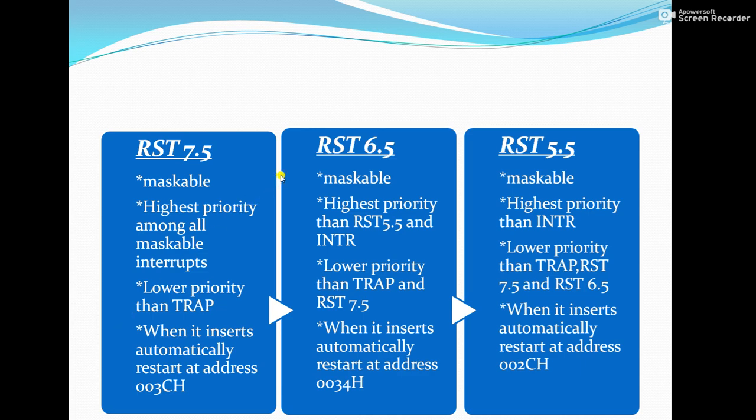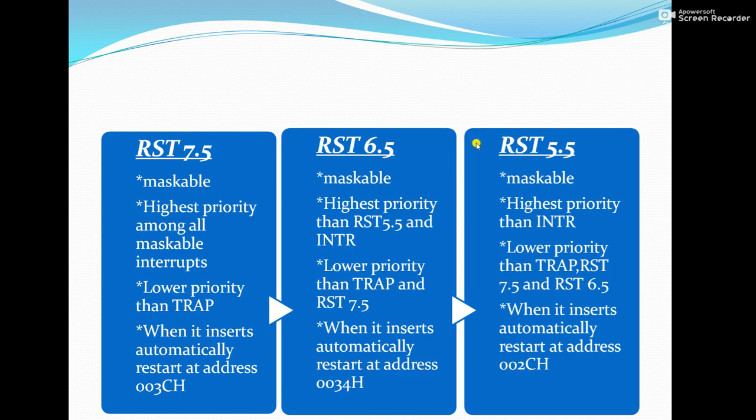Next is RST 6.5. It is maskable. It has higher priority than RST 5.5 and INTR. It has lower priority than trap and RST 7.5, and when it inserts automatically, restarts at address 0034H.